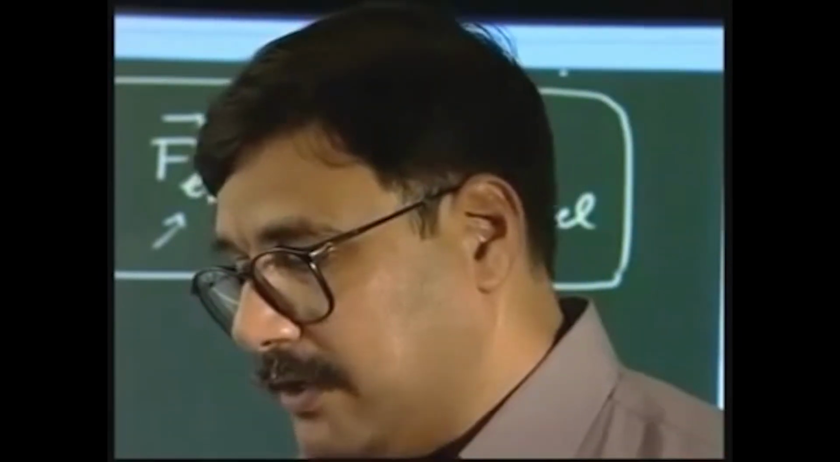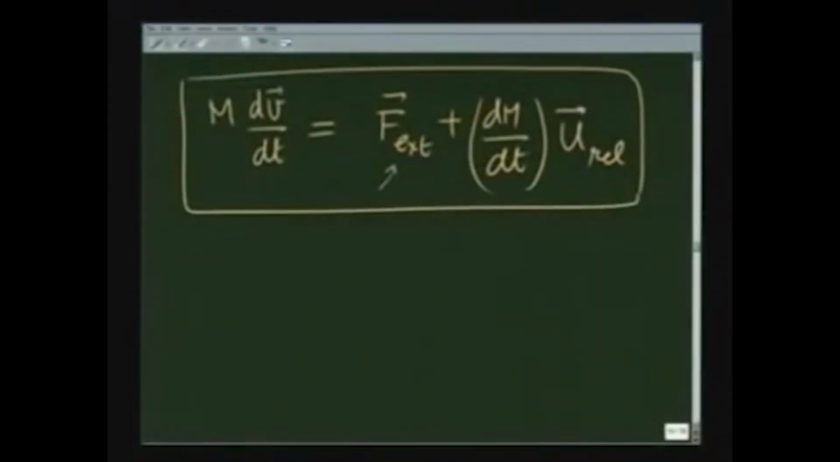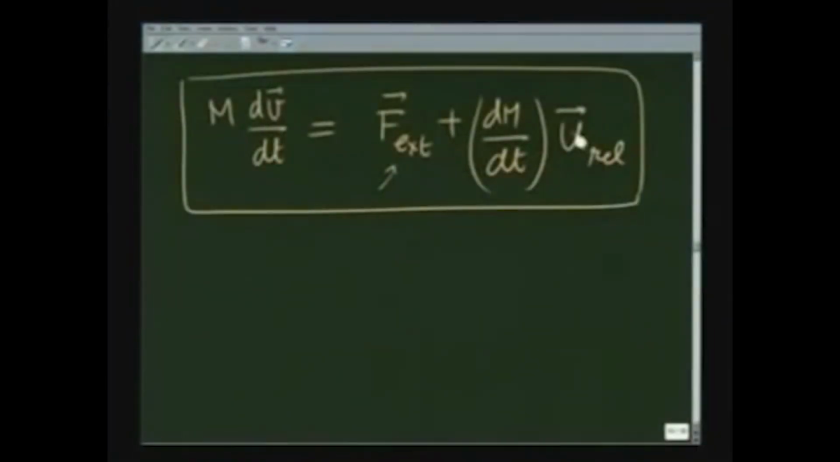Sometimes we get confused as to what sign should be here. The best way to remember this is, in a rocket problem, the velocity always goes up, dm/dt is negative, u relative is negative with respect to the rocket, and therefore this term is positive, and that is what we want if the velocity should go up.